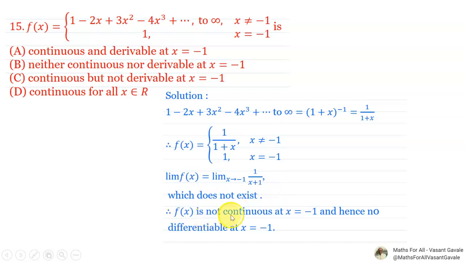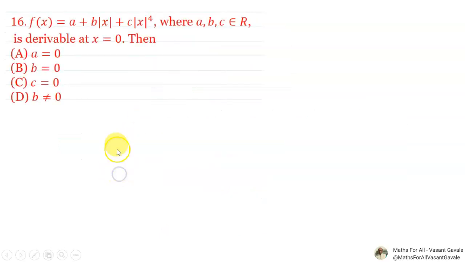Therefore f is not continuous at x equal to minus 1 and hence not differentiable at x equal to minus 1. Okay, and therefore option B is correct. It is neither continuous nor differentiable at x equal to minus 1. These are all theoretical type questions, you have to remember them.